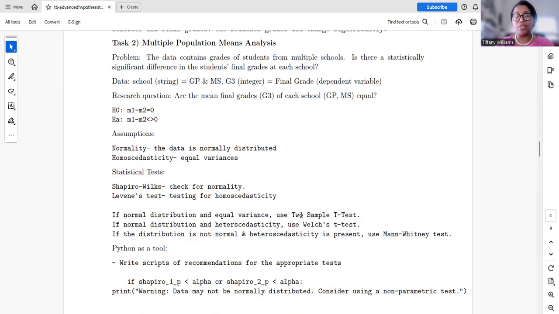And we have multiple options. If the data is normally distributed and has equal variances, we will use the two-sample t-test. If the data is normally distributed but has heteroscedasticity, we'll use Welch's t-test. And if the data is not normally distributed and does not have equal variance, we will use the Mann-Whitney test.